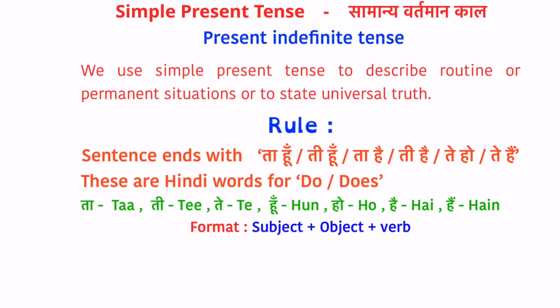Now how to pronounce them? Do not read them as ta, ti or te. This is ta, ती, ते, हूँ, हो, है, हैं. Now the general format to write a sentence in Hindi is subject, object and verb.